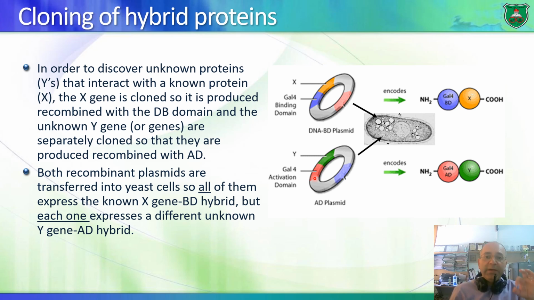Now, each yeast cell would have two types of plasmids. One produces the X protein, the known, with the DNA binding domain, and the other plasmid would produce a protein Y, unknown, fused with the activation domain of the GAL4. Great.